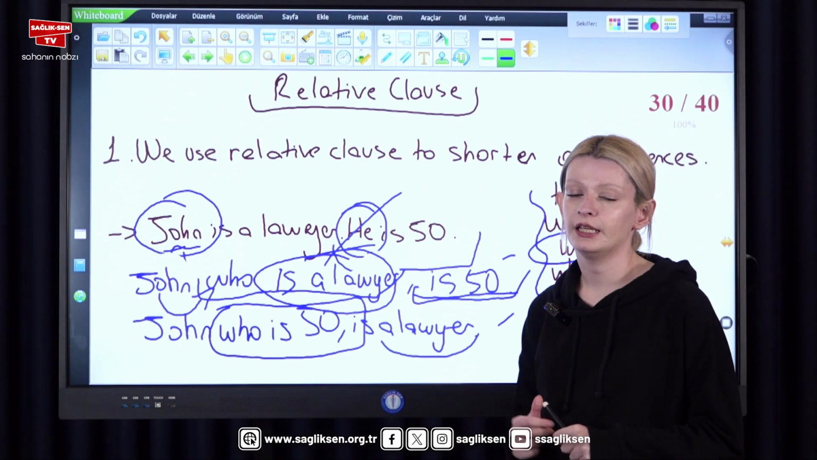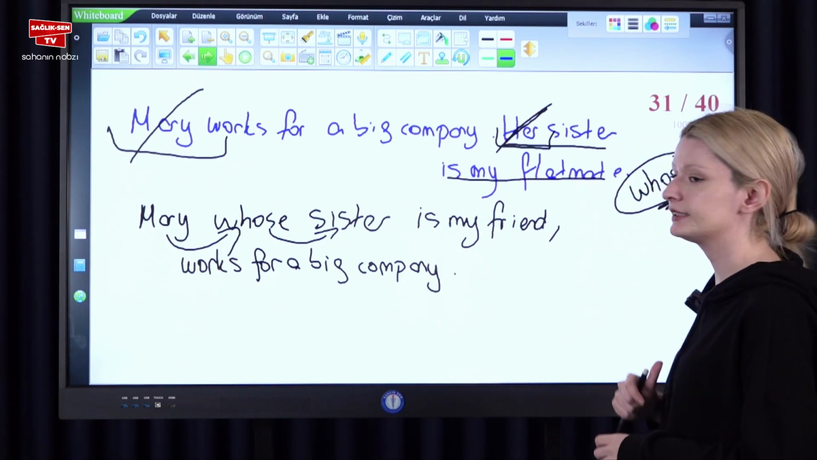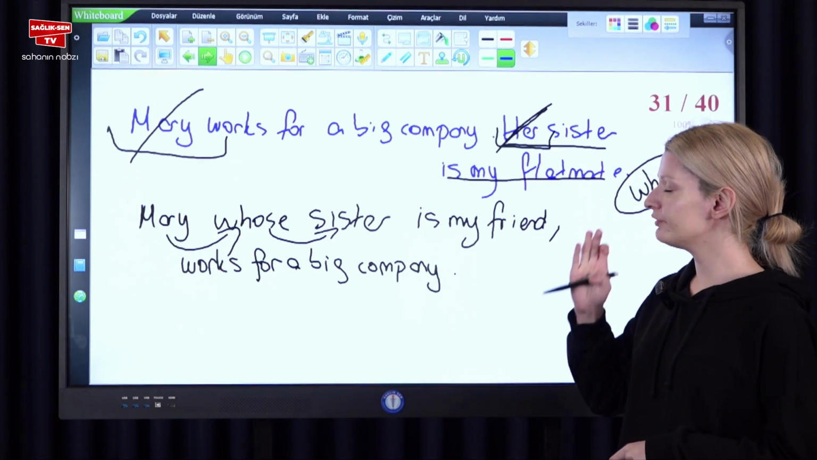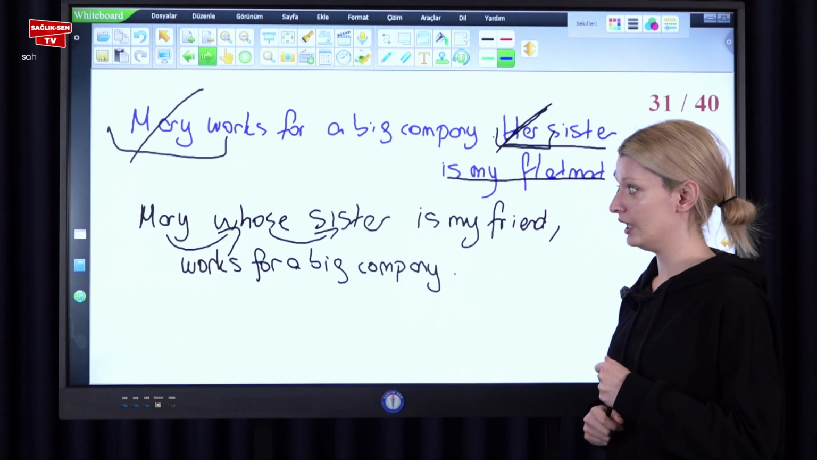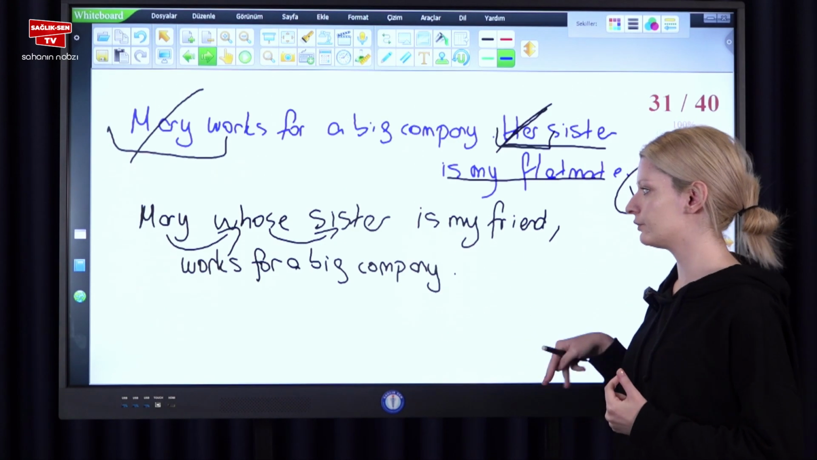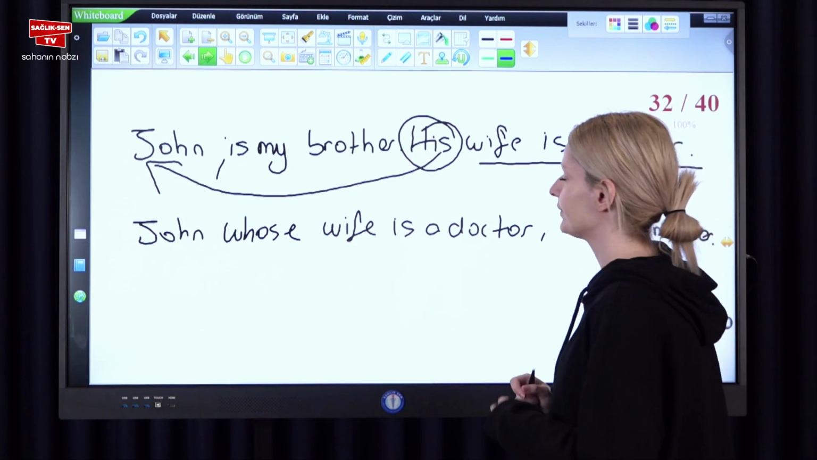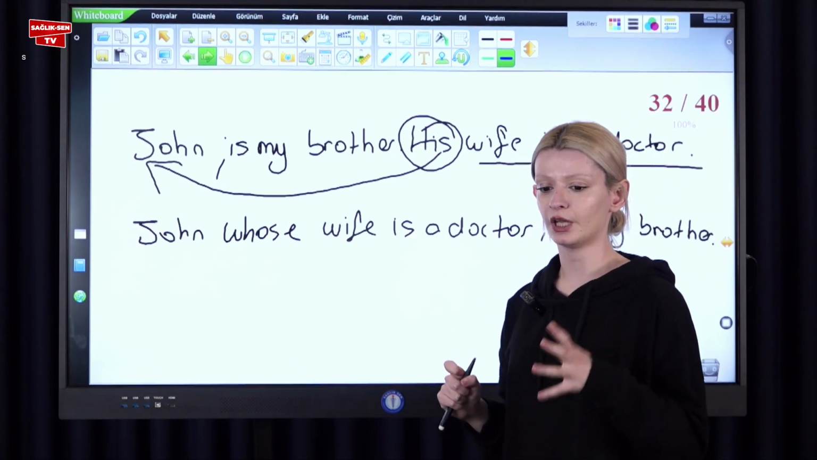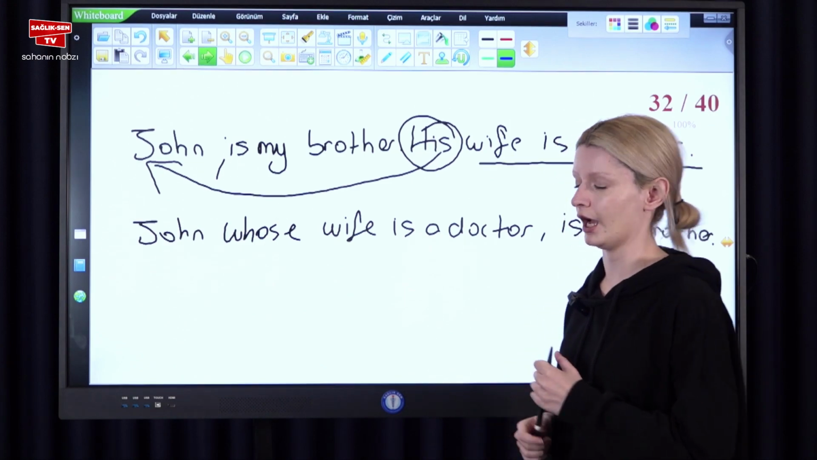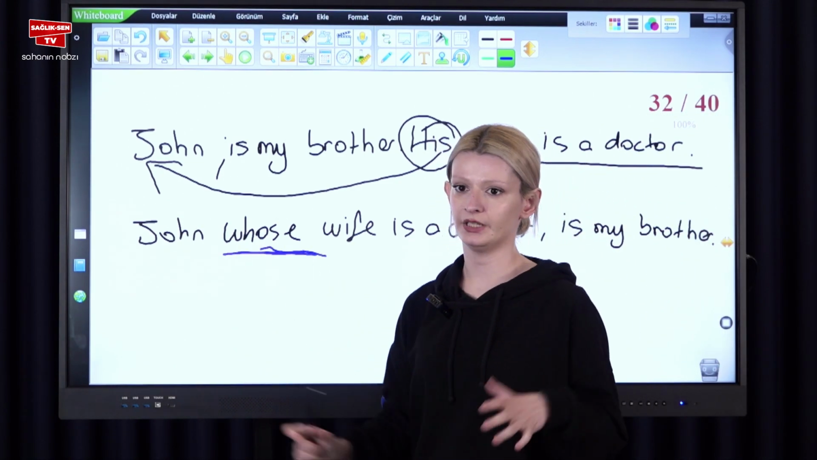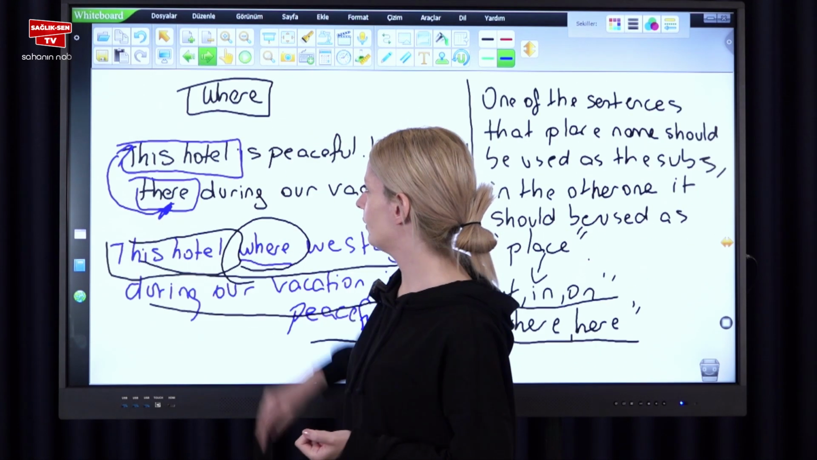These are used in every subject we have. Mary works for a big company. Her sister is my flatmate. The common figure of speech here is Mary, and in the second one, it is used as a possessive adjective. Mary, whose sister is my flatmate, works for a big company. John is my brother. His wife is a doctor. If I am using relative pronouns other than that and which, I have to go on after the relative pronoun with the sentence that gives the meaning of the relative pronoun that we have. John, whose wife is a doctor, is my brother.